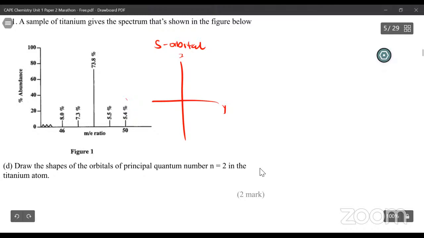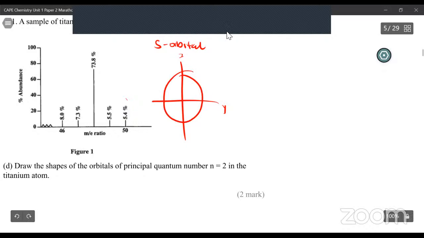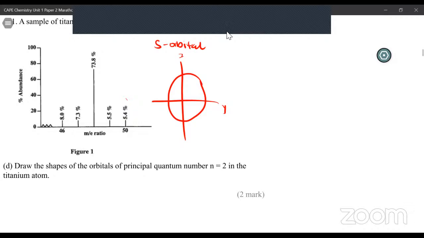And forgive me, I know the circle is going to be so bad. I told you. All right, fair enough. It's supposed to be a sphere or a circle, all right?